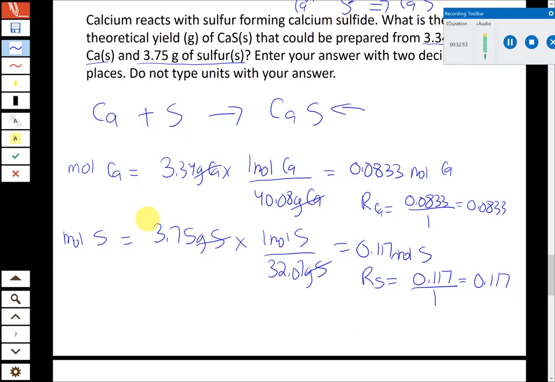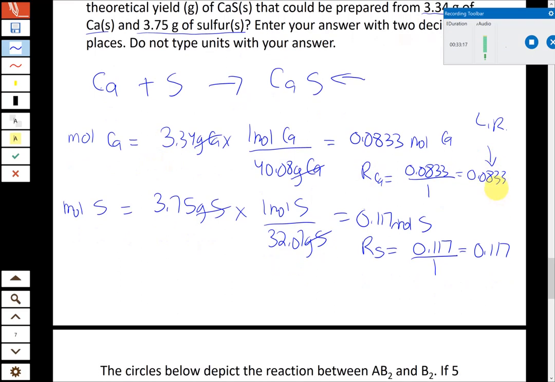All right, so which of these is smaller? This number here is smaller, so that means calcium is our limiting reactant. Whichever stoichiometric ratio is smaller. In this case, they both had the same coefficient, so it also works out that the one that has the smaller number of moles would be limiting, but that's not generally true. You have to divide by the coefficient to make sure that you get the proper stoichiometric ratio, and then use that to figure out what your limiting reactant is. So that's going to be calcium, which means we're going to start all of our calculations with calcium.